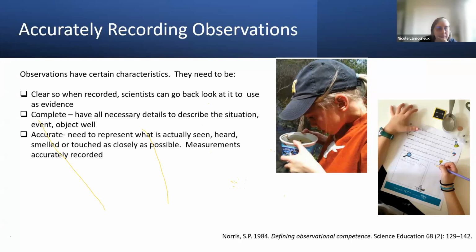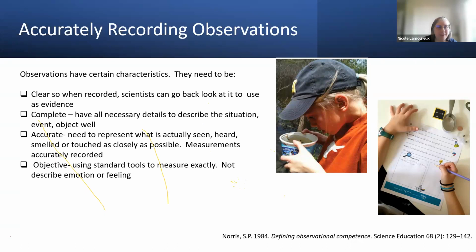And accurate. Here I'm going to touch on how it's more than just measurement. They need to represent what is actually seen, heard, smelled, or touched as closely as possible. Now, this isn't an art class, but it should be recognizable, not just a scribble. In grade 1, they're learning, so that's a little bit different, and they're working towards that. Of course, in any grade, if they're using measurements, they're accurately recorded with their units.